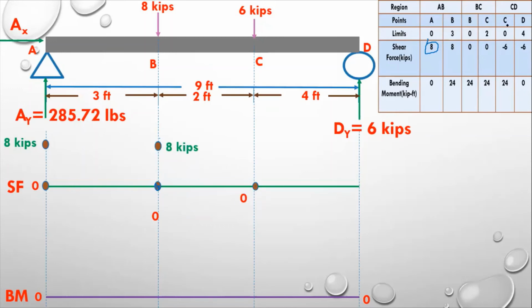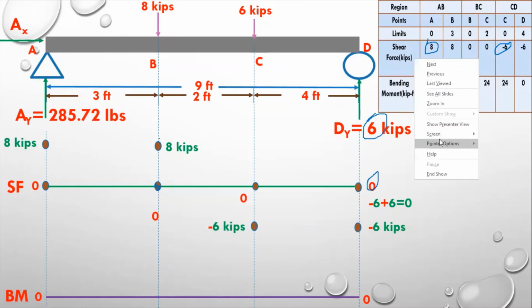And the other value at C, you can see this is -6 here. So I will go down from 0, and this will become -6 kips. And again at D, that is -6. So I will put it here, and then -6 plus 6 of this. -6 plus 6 is equal to 0, so it will become 0. It is coming out to be 0.